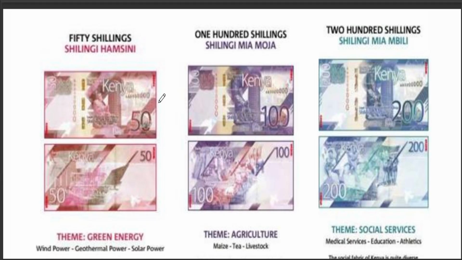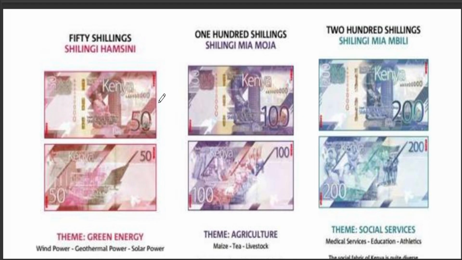Now if you look at this is the 50 shilling notes whose theme is on green energy, ambao ni wind power, geothermal power and solar power. So 50 shilling notes, though hata ukiona its color, the theme is just green energy, wind power, geothermal power, solar power. Now if you look at the 100 shilling note, the color itself, its theme is on agriculture. So the maize that we have, the tea, then the livestock.